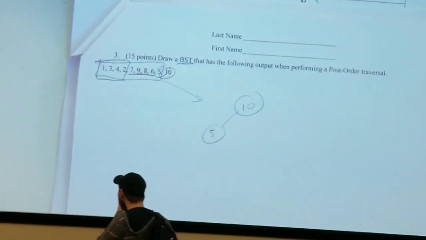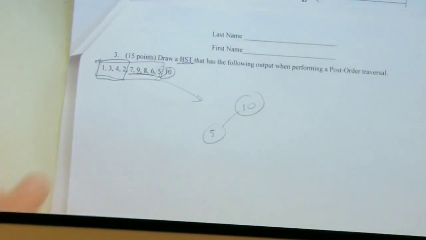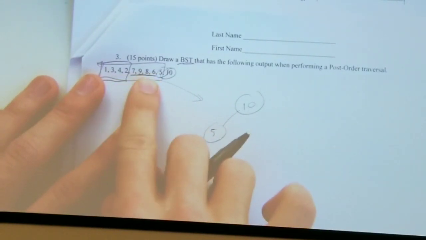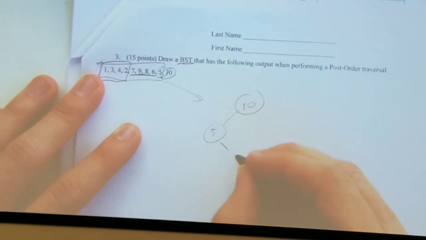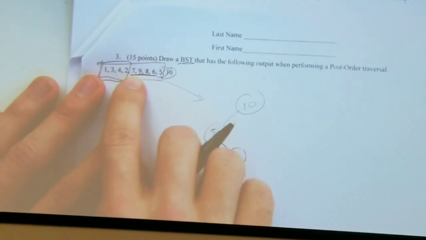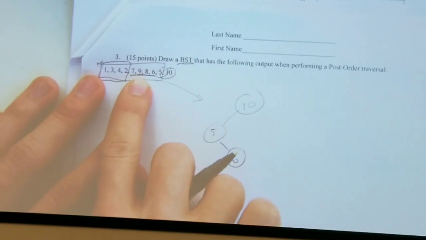Alright, and so now we need to construct trees recursively doing this process. The root of this tree is going to be whatever the last element of this sequence was. So the last element is the 6, so 6 is going to be the root. And then we need to figure out where all the elements are going. So where do all these elements go?